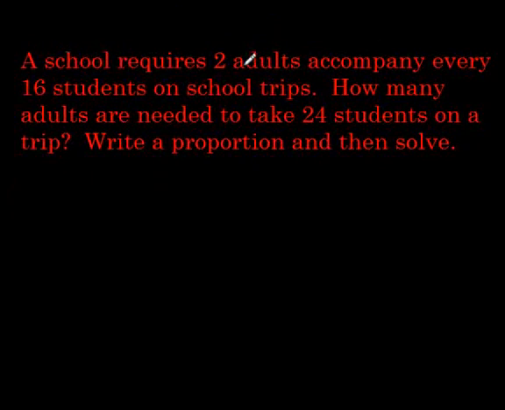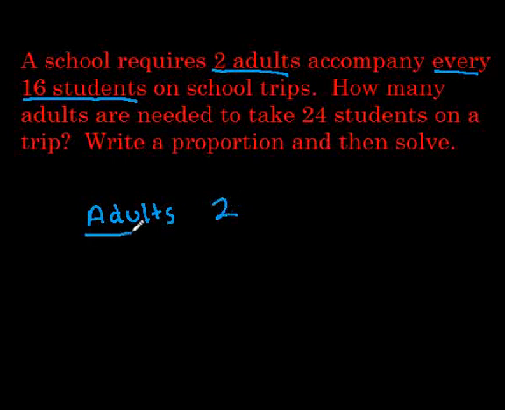It says a school requires 2 adults for every 16 students. So right there, that's a proportion. So we're going to write this. Whatever I read first, adults, and there were 2 adults, that's going to be my numerator, for every 16 students. Let's keep that pattern in mind where adults is my numerator, students is my denominator. So there were 16 students.